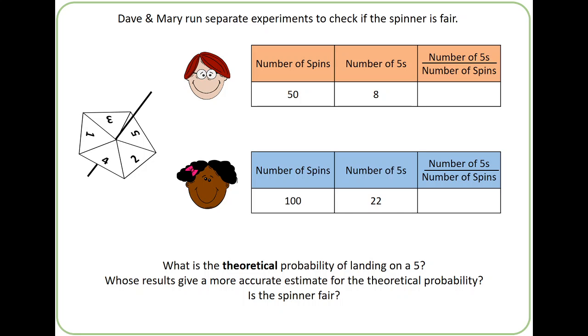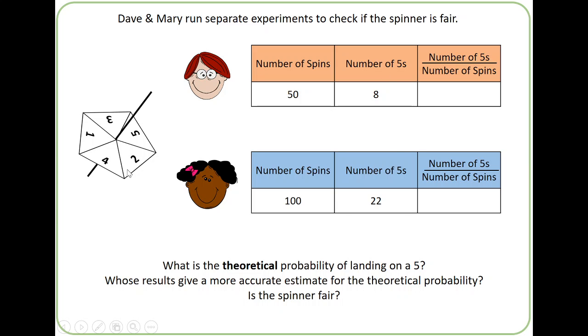Okay, so just to reiterate the fact about more experiments, we've got Dave and Mary. They're doing separate experiments and they're checking if this spinner with 5 sides is fair. So they're going to look for the number of 5s it lands on. So Dave has done 50 spins and Mary has done 100 spins. Dave's got 8 5s and Mary's got 22 5s.